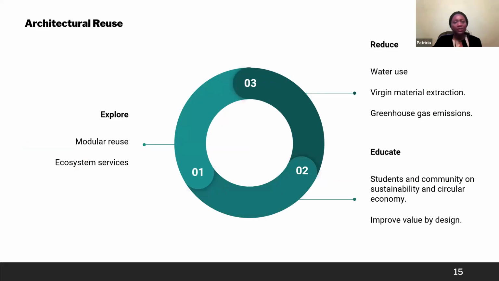So for architectural reuse, we look at three arms. First, we want to explore modular reuse and ecosystem services. Then we want to educate, make the community aware of what circular economy is, what sustainability is, and then how we can improve value by design. On the third factor, we want to reduce water use and reduce virgin material extraction, because when we use these circular materials, they will be secondary materials, not the primary virgin material in these products, and then we'll in turn reduce greenhouse gas emissions.